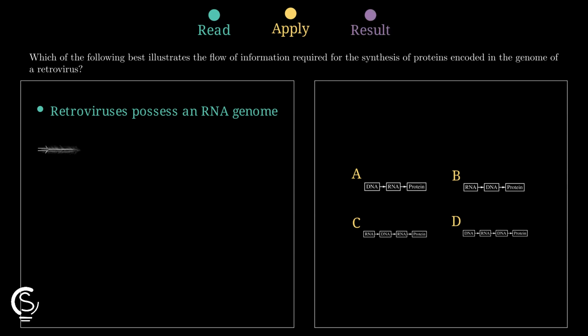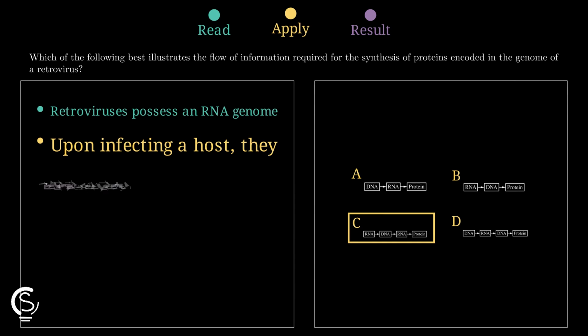Then that viral DNA is used to produce RNA, and that RNA gets translated into protein, so the full path matches option C.